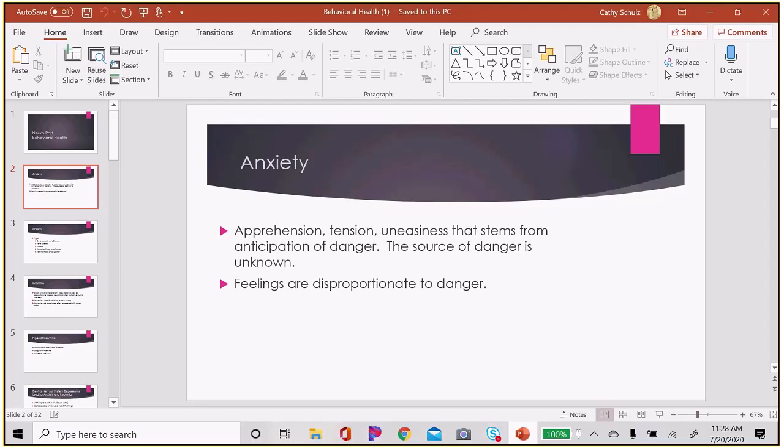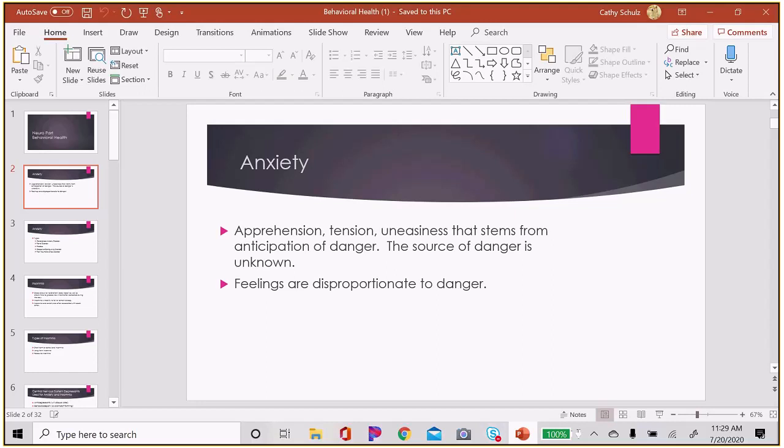So the first type of disorder we're going to talk about is anxiety. And all of these diagnoses have a range of symptoms. Somebody might never feel anxious. You might feel a small amount of anxiety, which is good in some cases because it can spur you on to do important activities. Like if you have anxiety about a test, a small amount of anxiety might help you to spend time and focus on studying for that test.